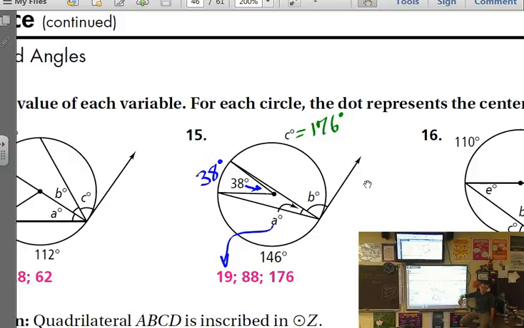So when we look at our arc measure theorems, they tell me that if I have a tangent and a chord, that angle will be half the intercepted arc. So I think we just assume that it's tangent.